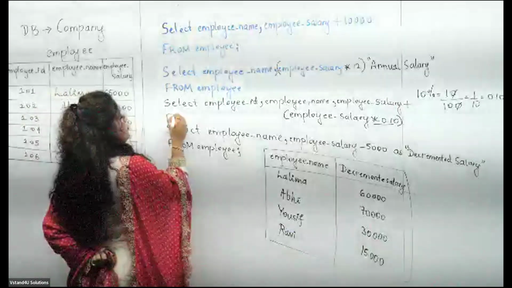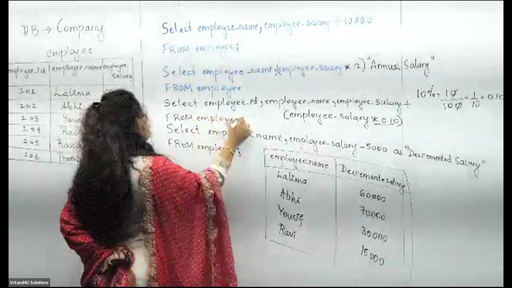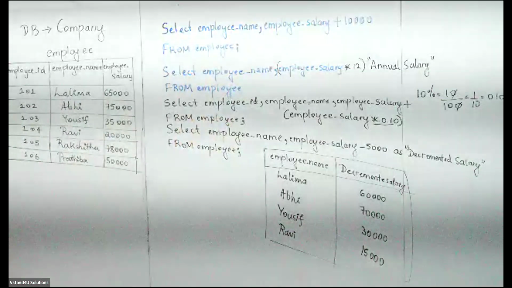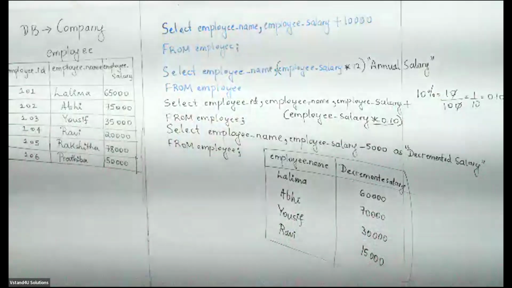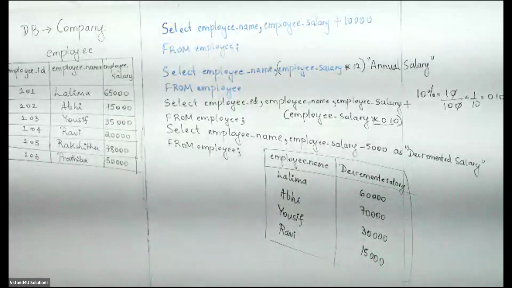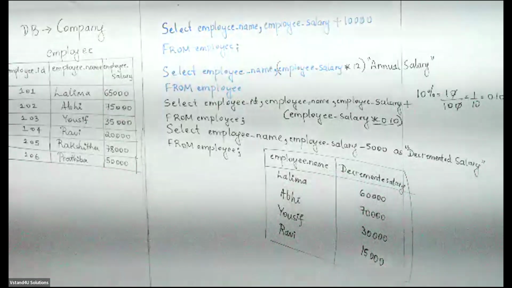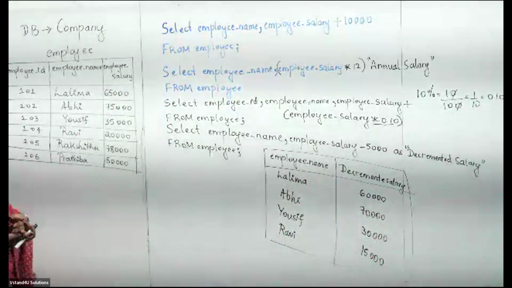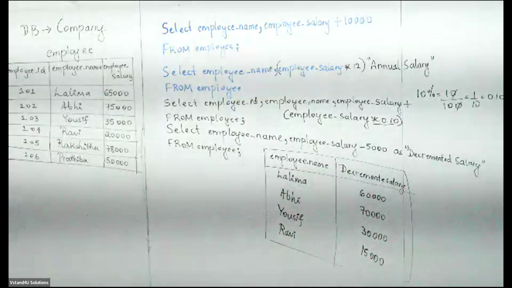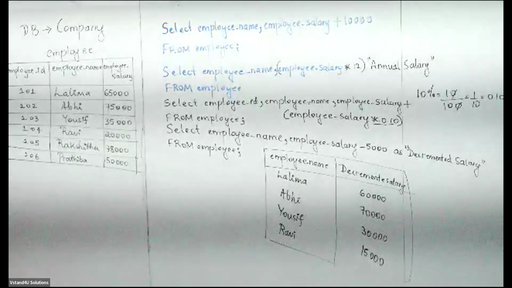So now after that, what I have to say? From which table? Table called as employee. Correct? Yes or no? Instead of writing, see, can I write it as employee salary into 10 by 100 also? Instead of writing 10 by 100, I've directly written it as 0.10. Okay. Done. Yes, Nitesh, you're correct. Now take down the next query.